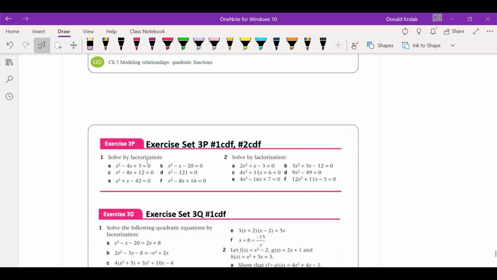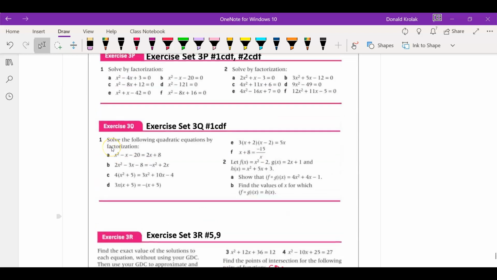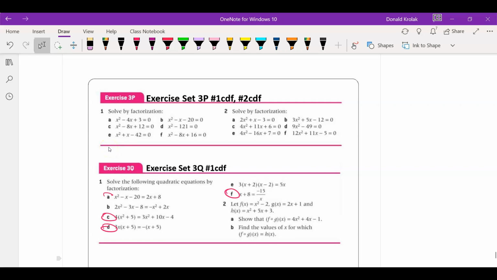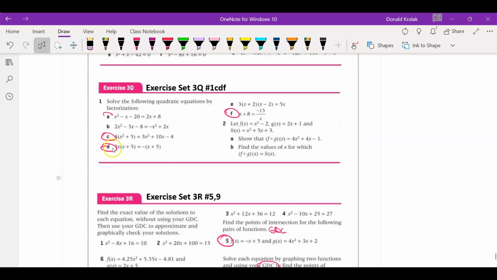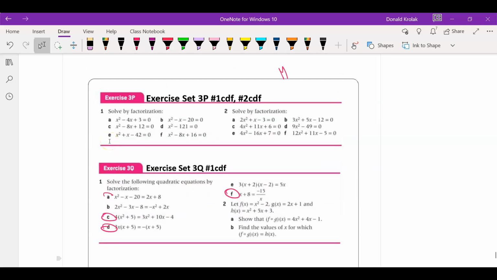So when you're doing this part of the assignment, there's only some of them that you have on your calculator. 5 and 9 are both on your calculator. And then here you've got C, E, D, F. You're doing what's exactly on this page here. They're all listed for you. And that'll be due Monday.